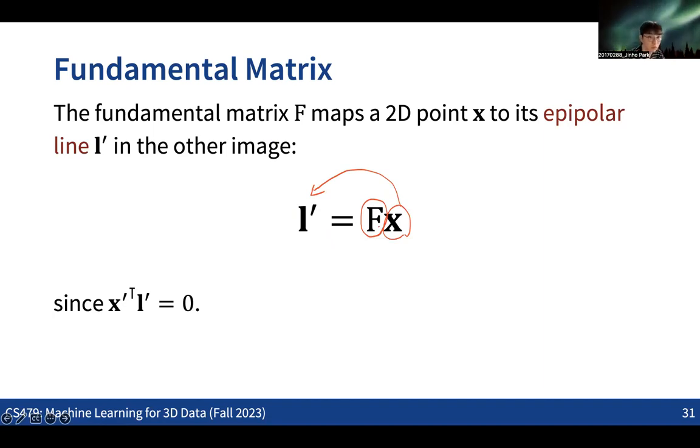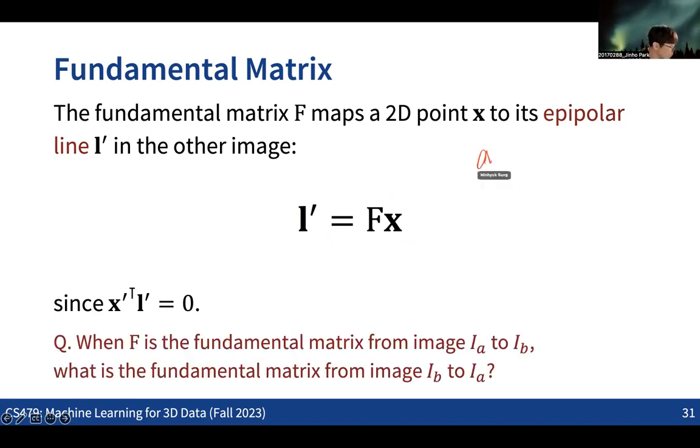Okay. So let's say we have image A and image B. From image A, we have the point x, and we want to find the epipolar line L prime in image B, right? And this mapping from image A to image B is described with the fundamental matrix F, right? Then given this F, the question is: what would be the fundamental matrix of the other way around? If we have the fundamental matrix from A to B, what would be the fundamental matrix from B to A?